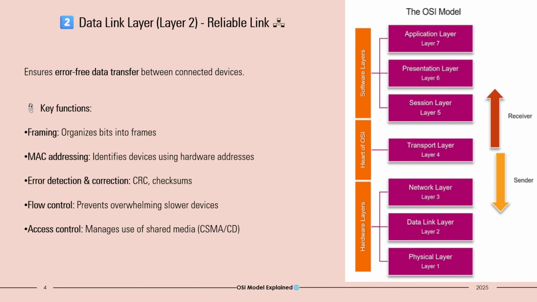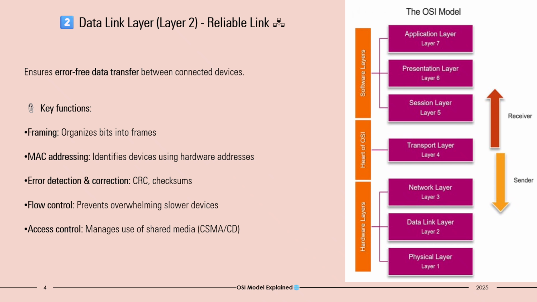2. Data link layer, layer 2, reliable link. The data link layer builds upon the physical layer and is responsible for reliable data transfer between two directly connected nodes. It takes the raw bits from the physical layer and organizes them into frames, adding header and trailer information.